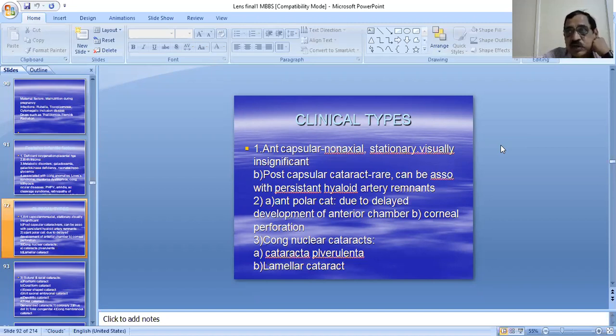There are again three types. One is, we'll come to that later. Congenital nuclear cataracts are there, and cataracta pulverulenta is one, lamellar cataract is another, and sutural axial cataract.